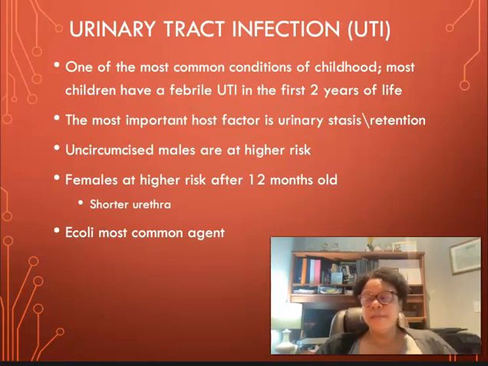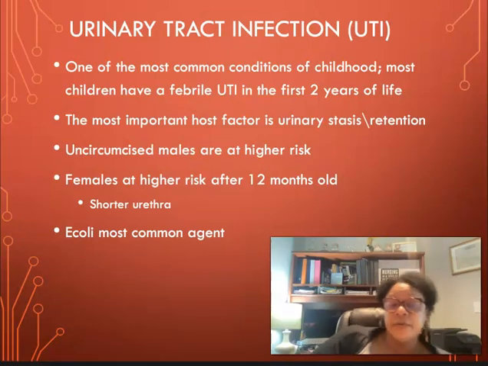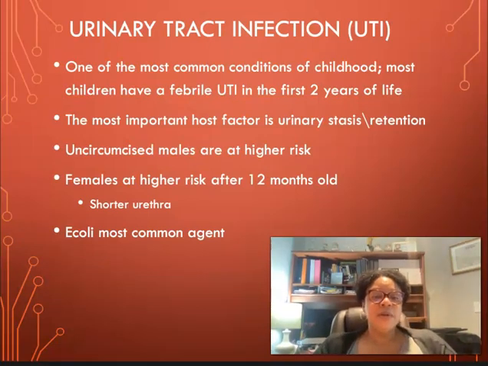The most important issue is that they're not eliminating all the urine, or they're having retention, or this could be some urinary stasis going on. We already talked about how uncircumcised males are at higher risk and why. Females are at higher risk after 12 months of age, and the reason why is because of shorter urethra. And E. coli is the most common agent, and it's also one of the most common agents in adulthood too. So just make sure you pay attention to that.